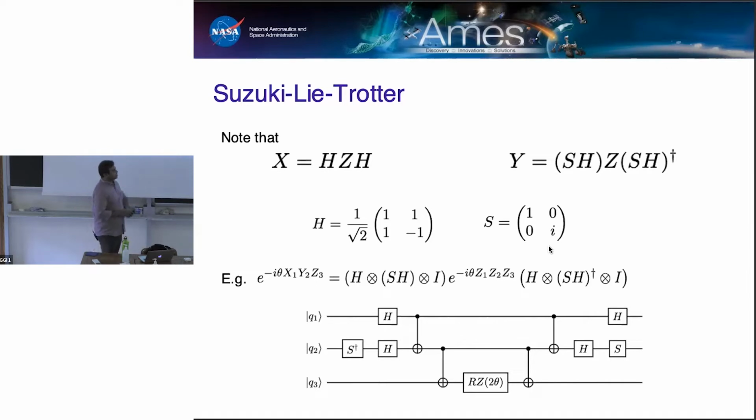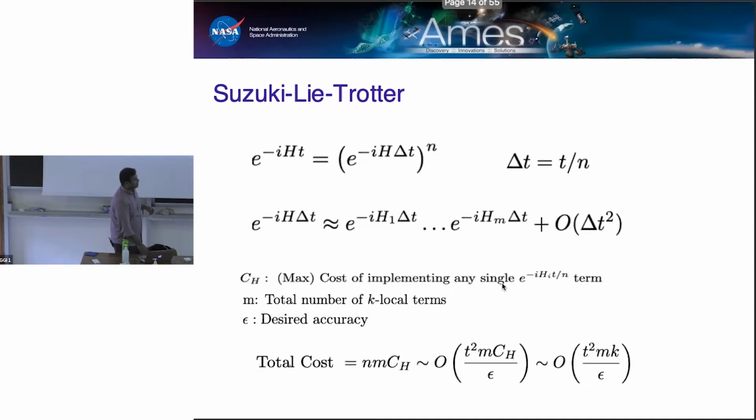Okay, so as an example, if I wanted to exponentiate X1 Y2 Z3, I would simply sandwich e to the minus i theta Z1 Z2 Z3 on both sides by the change of basis gates that I need. Okay. And so, this now completes our prescription of how to compile e to the minus i theta Pauli operators, right? Like we would basically just need, like I said, order k C0s plus order k single qubit gates. And so that brings the total cost of each term to be order k.